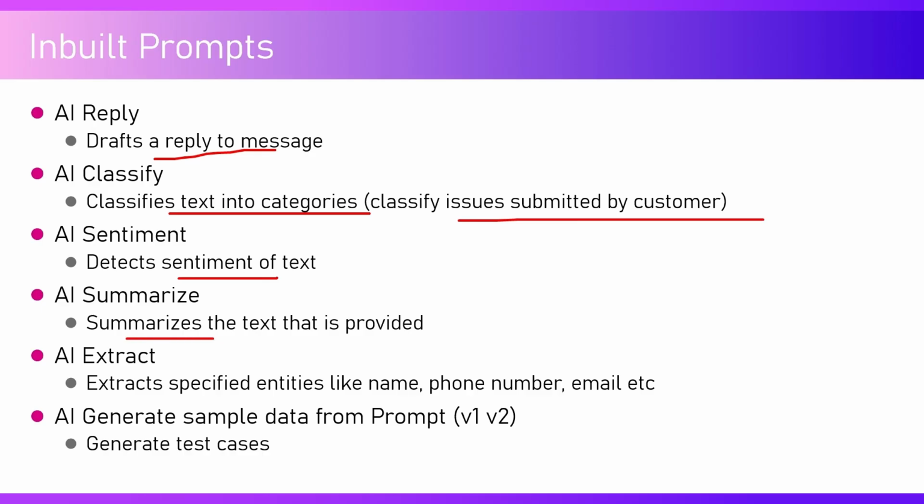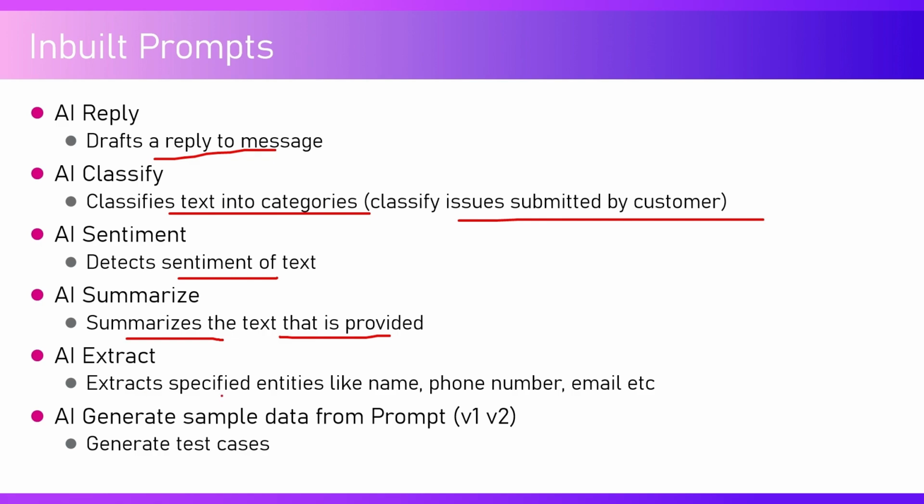AI summarize summarizes the text that is provided. So basically, summarizing a PDF document or a Word document, or some sort of text information. If you are not willing to read the entire text or entire transcript or entire document, then you can get summarized information of that particular text.